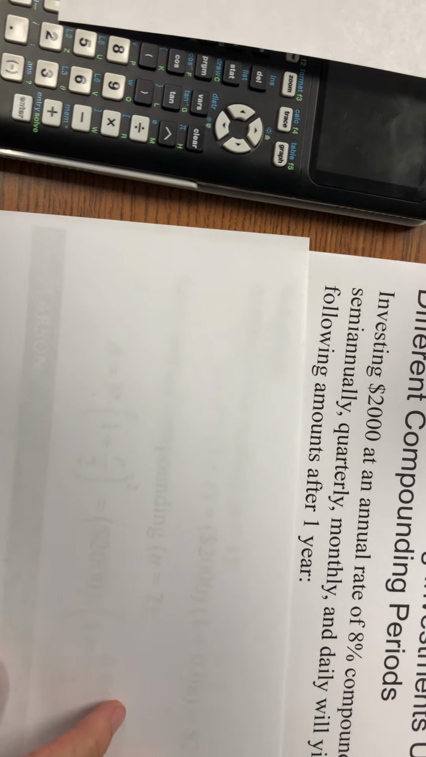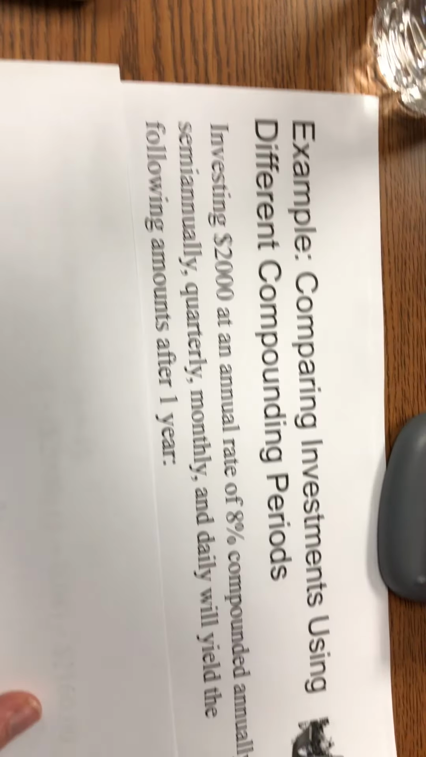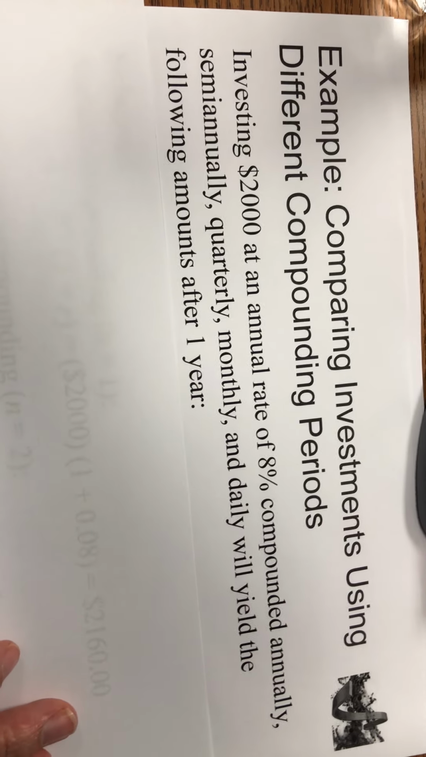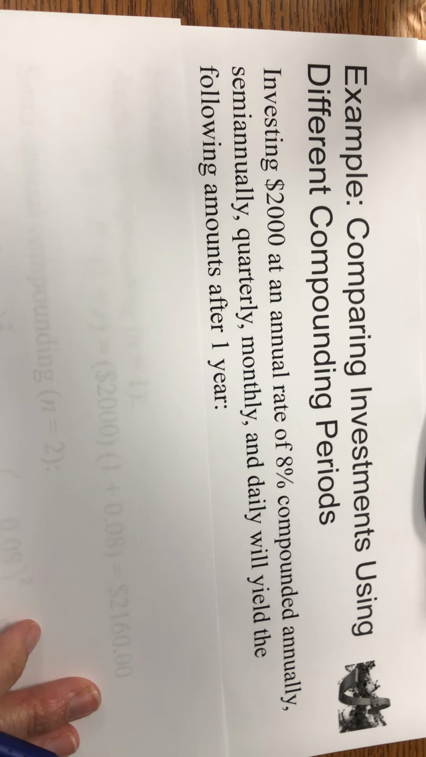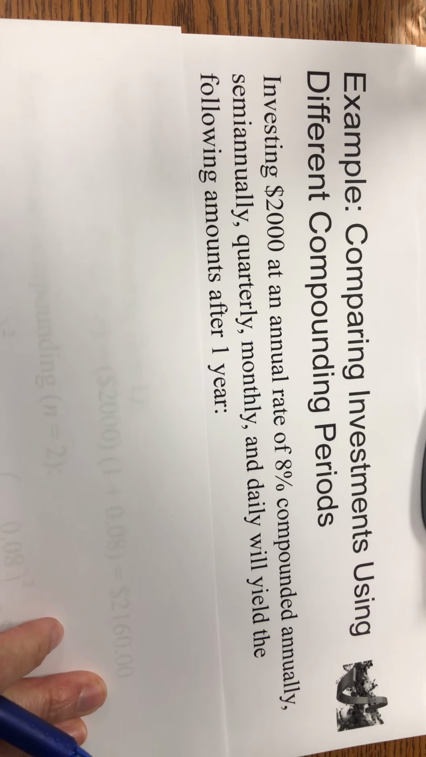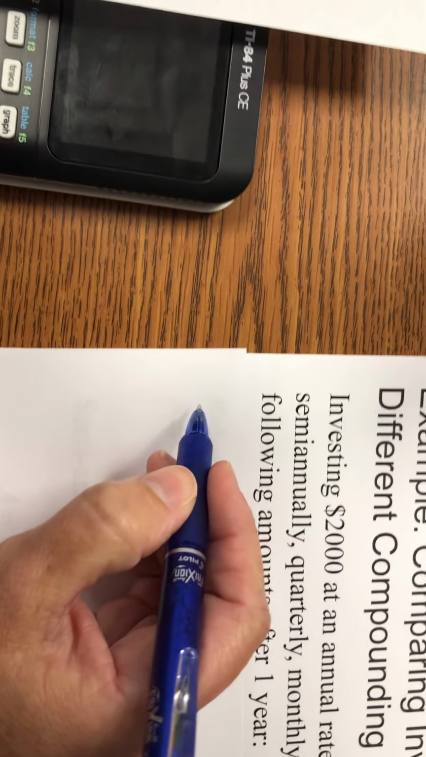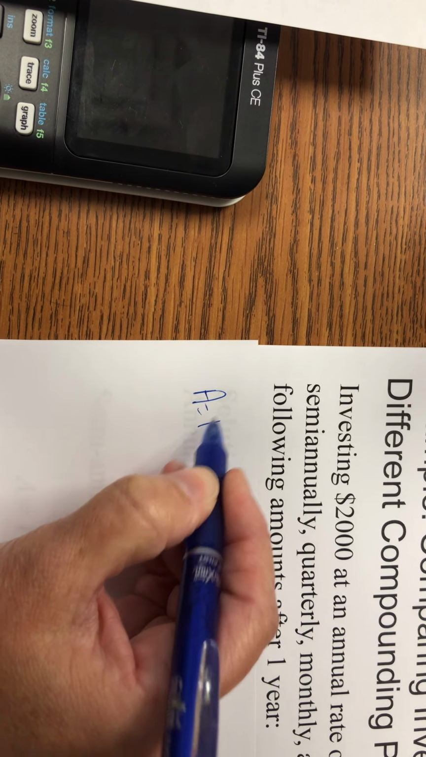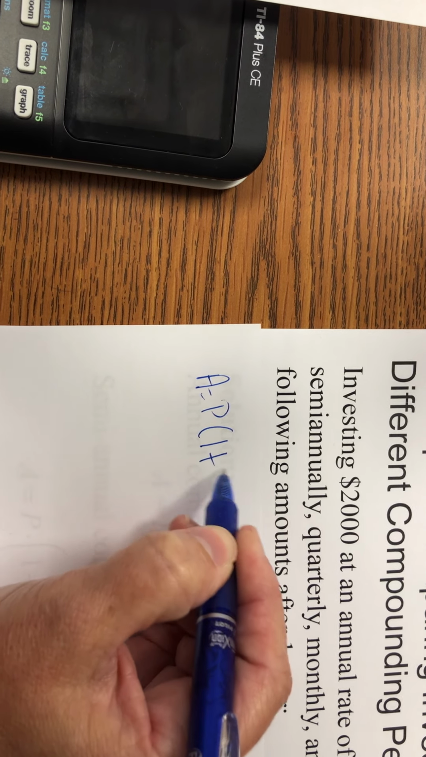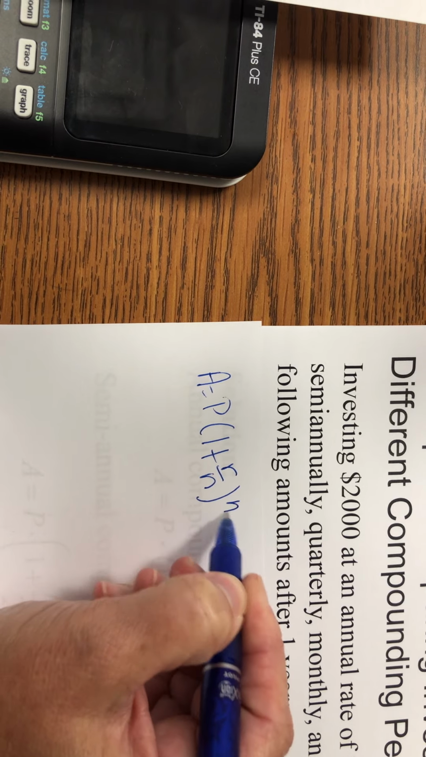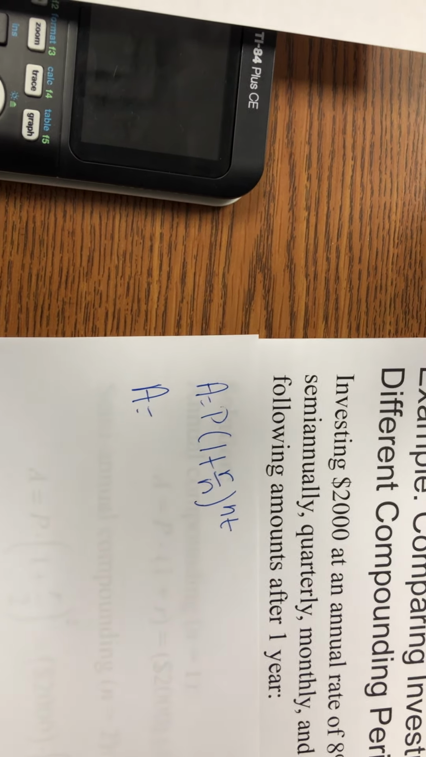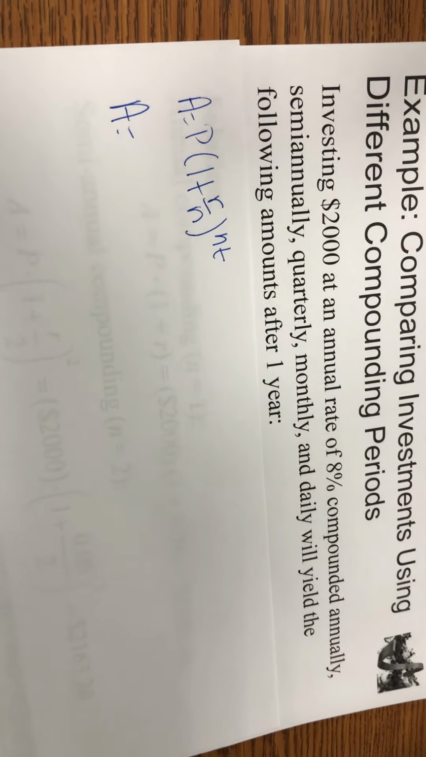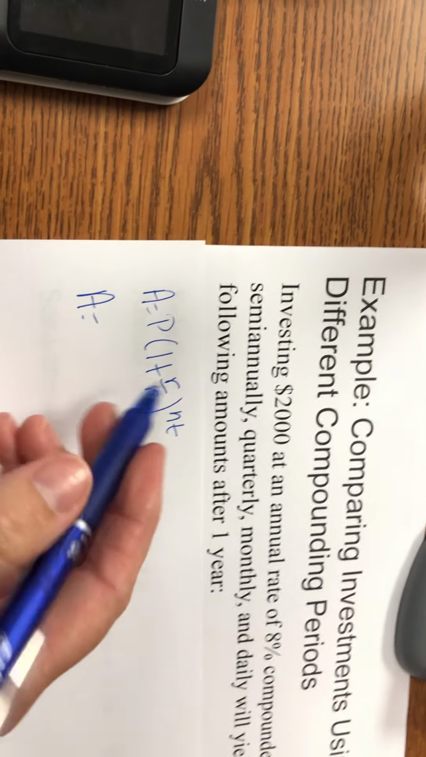So here's our first problem. We are investing $2,000 at an annual rate of 8% compounded annually, semi-annually, quarterly, monthly, and daily. And we want to know how much that will give us after 1 year. So let's write down our formula. A is equal to P times 1 plus R over N to the NT. Now, A, that's how much we're looking for. How much will it yield? How much will it give us after a year?